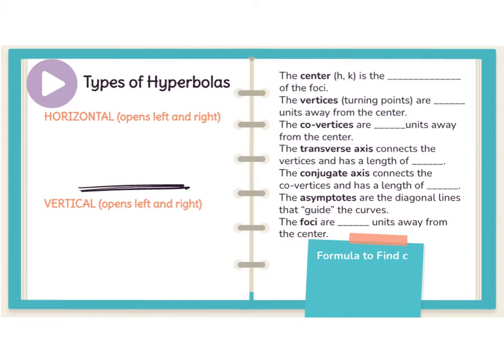There are two types of hyperbolas, just like there are two types of ellipses. So there's a horizontal hyperbola and a vertical hyperbola. A horizontal hyperbola looks like this. It opens left and right, and a vertical hyperbola looks like this. It opens, oh, this should say up and down.